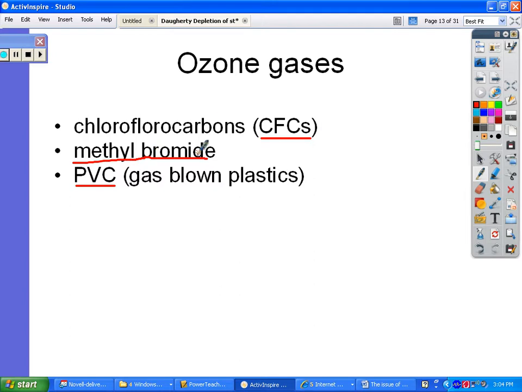Okay, and we said methyl bromide is the fumigant you use in soils to kill pests, a pesticide. And a lot of PVCs we see in construction material, but not always. We see them in different stuff.